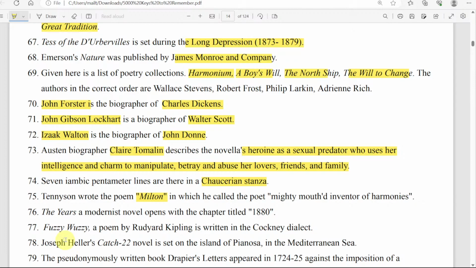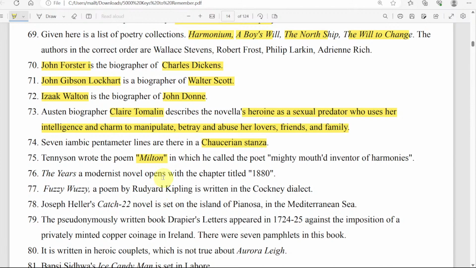William Blake also wrote Milton, in which he called the mighty-mouthed inventor of harmonies, whom Tennyson called so in Milton. And Wordsworth also wrote Milton. So everybody almost wrote about Milton. So the years, a modernist novel, opens the chapter titled 1880. The Years, remember The Years. And Fuzzy-Wuzzy is a poem by Rudyard Kipling, and it is written in Cockney dialect.